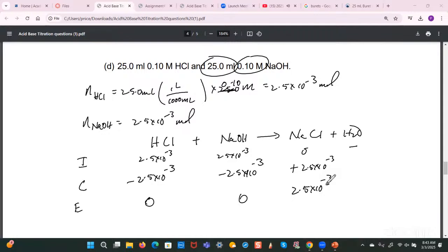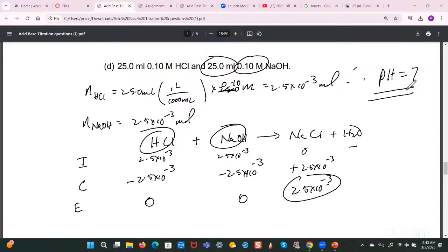All right? So what does that mean for the pH? There's no hydrochloric acid, there's no sodium hydroxide. The only thing that's present is the sodium chloride. And as we said before, the sodium chloride will have no effect on the pH of the resulting solution. So therefore, the pH of the solution would be equal to 7. All right? So that's what happens in the case of a titration of a strong acid and strong base, right? When you get to the equivalence point, the pH is 7.